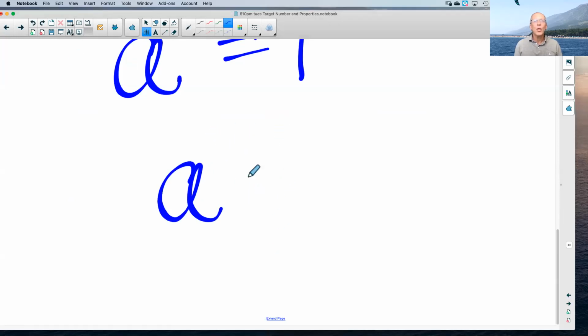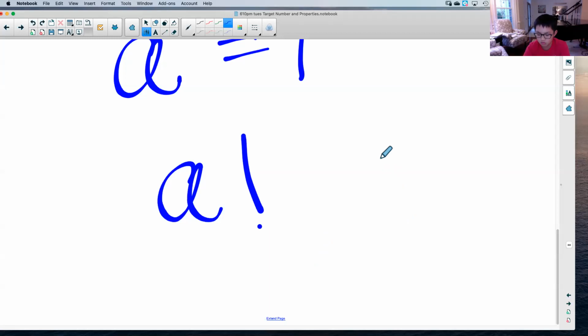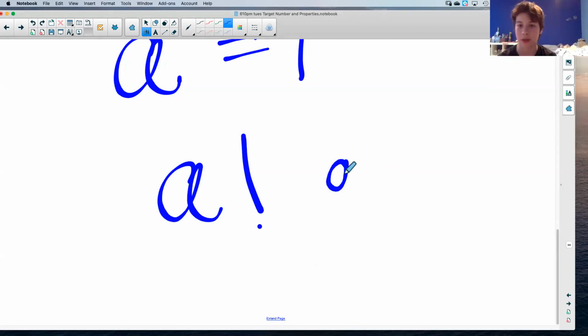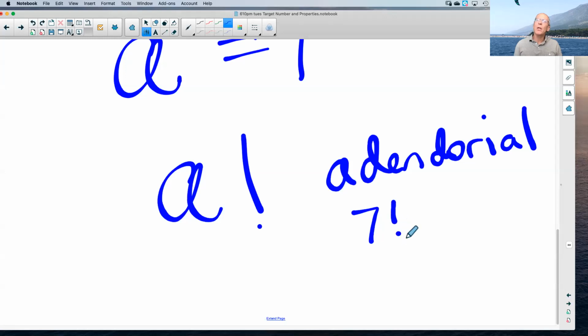I love it. Can we do double factorial? Can we do addendorial? Basically the same thing, but instead of multiplying them all together, adding them all together. So if you did 7 addendorial, it would be 7 plus 6 plus 5 plus 4 plus 3 plus 2 plus 1. Basically triangle numbers.